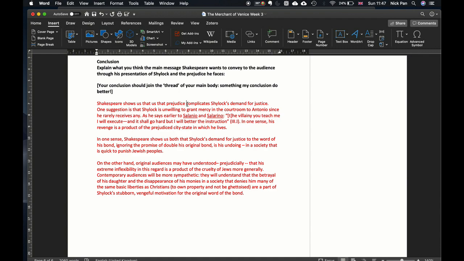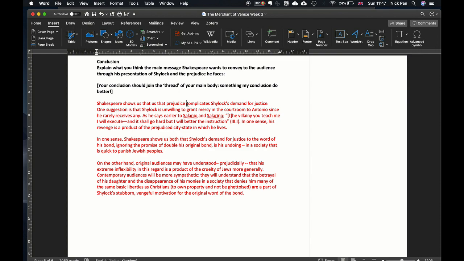On the other hand, original audiences may have understood prejudicially that his extreme inflexibility in this regard, to kind of just say, yeah, I'll take the 6,000 ducats, is a product of the cruelty of Jews more generally, something we don't really subscribe to now. But contemporary audiences will be more sympathetic. They hopefully should be more sympathetic.